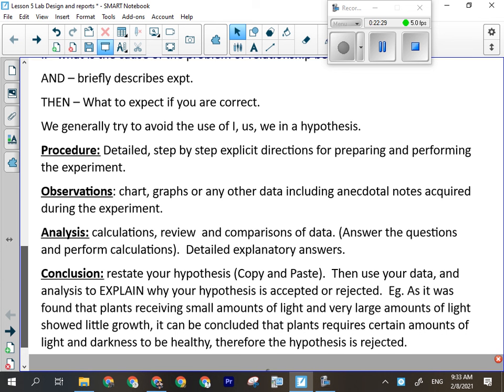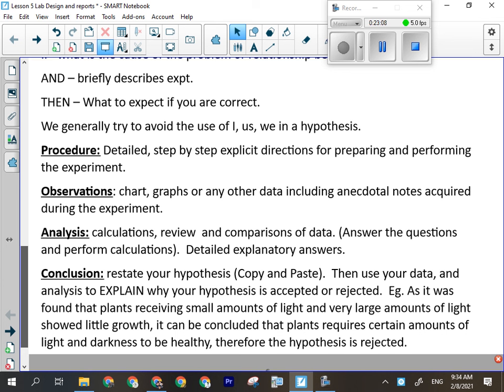So if we go back to our plant lab, let's say that when I performed the plant lab, the observations were as follows. The plant receiving no light died. The plant receiving 6 hours of light grew a small amount. Let's say it gained 100 grams in mass. The plant receiving 12 hours of light gained 400 grams of mass. The plant receiving 18 hours of light also gained 400 grams of mass. The plant receiving 24 hours of light died.